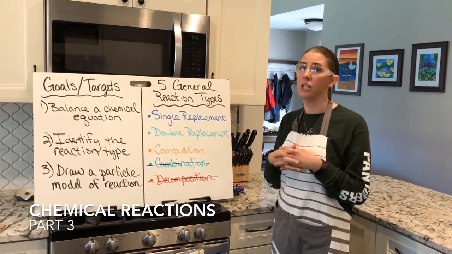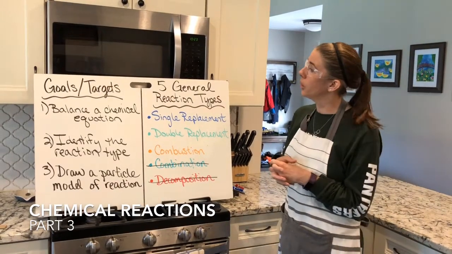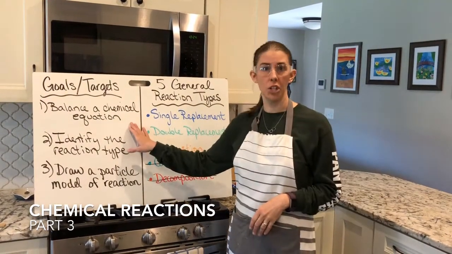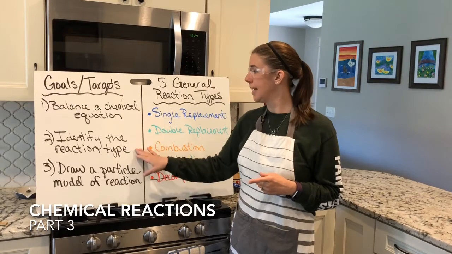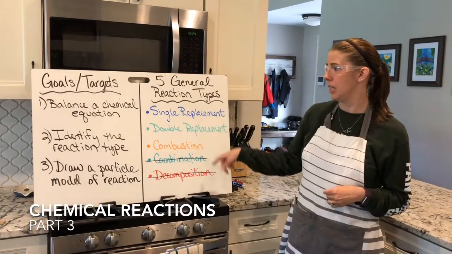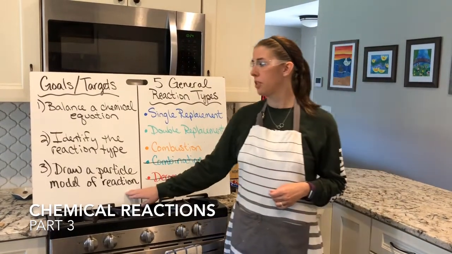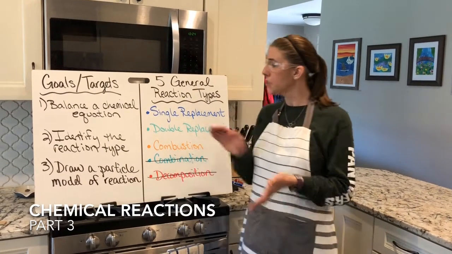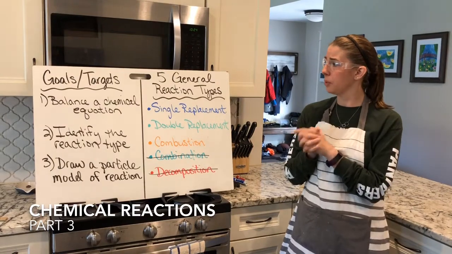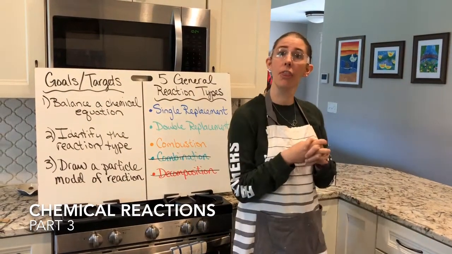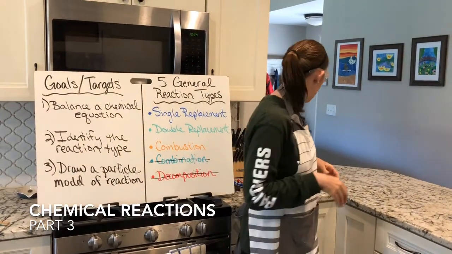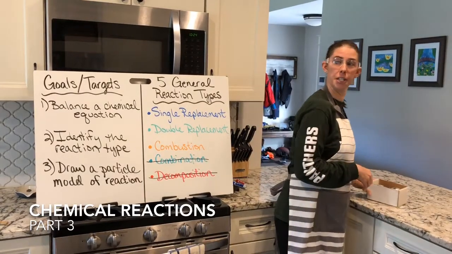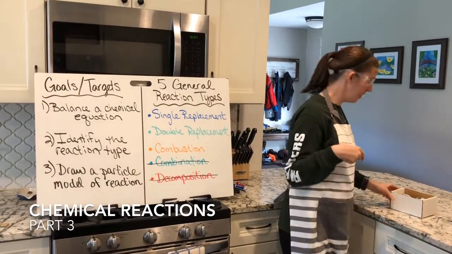For all the demonstrations that we're doing, our first goal is to balance the chemical equation, identify which of the 5 types it is, and be able to draw a picture or a particle model of that chemical reaction. So the reaction that we're gonna focus on today is known as the thermite reaction. And I need my trusted assistant to help me with this one.